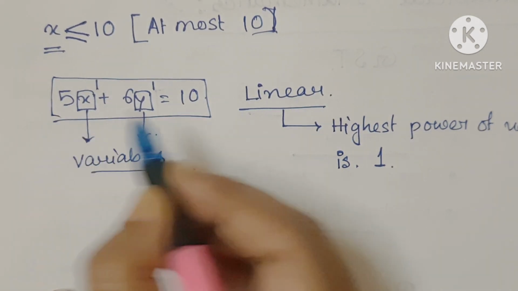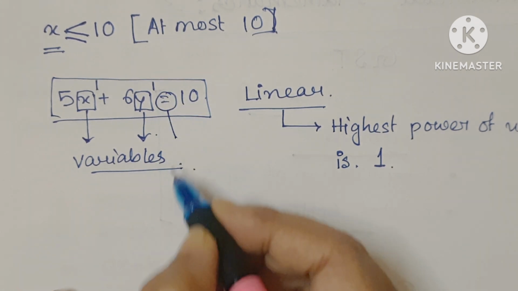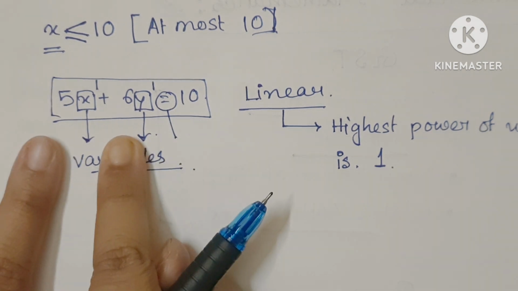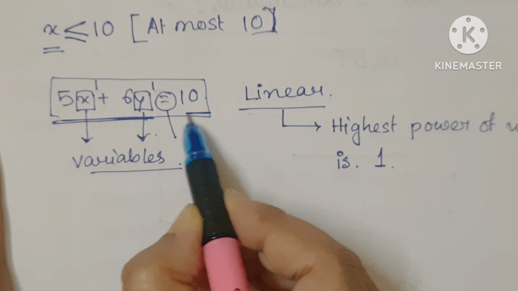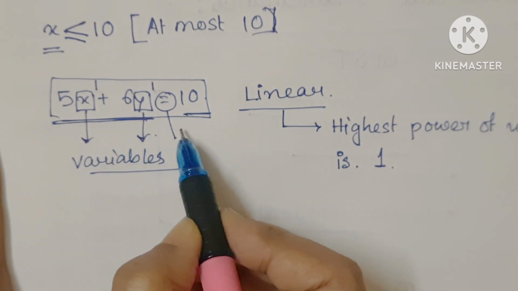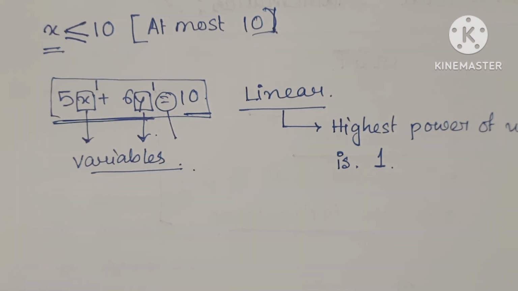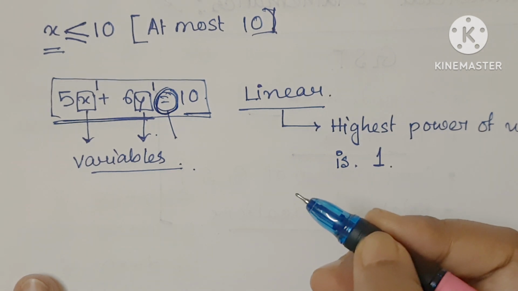Now this is an equation. Why is it an equation? See, there is an equal symbol, right? So the left hand side and the right hand side values will be equal. So this is an equation. And what is a linear inequation? Now we are coming to that point. What is an inequation? If this symbol is changed to an inequality symbol.